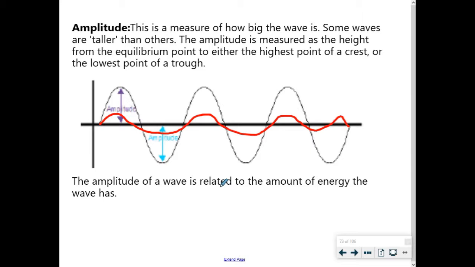If we're talking about sound waves, amplitude is how loud they are. Does that make sense? If we're talking about light rays, it would be how bright they are. And so in general, amplitude of a wave is related to how much energy it has. I'll just put a little note here. Sound waves would be louder.